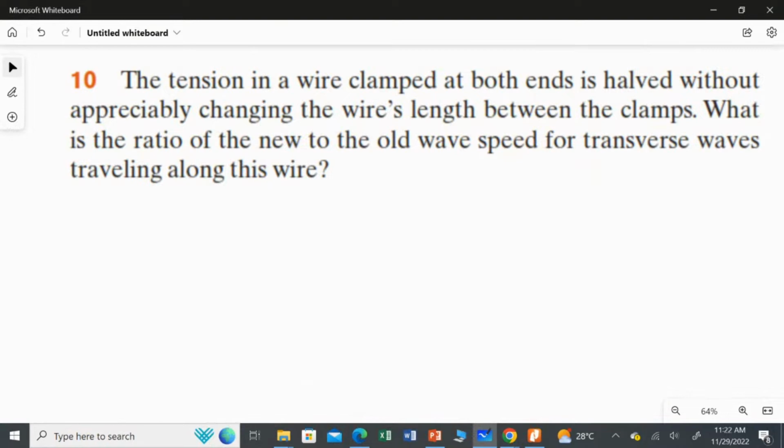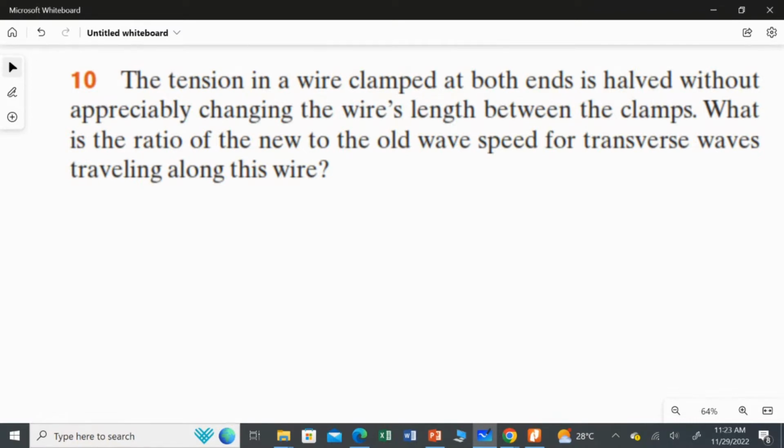So here you have a wire, and in this wire we apply a tension, and what they mentioned in the first line is that you have to halve the tension. That means the tension is halved without changing the wire length. So initially, let's consider the tension to be 1 Newton, and you have to halve that tension. Without altering the wire's length, what is the ratio of the new to the old wave speed for a transverse wave traveling along this wire?